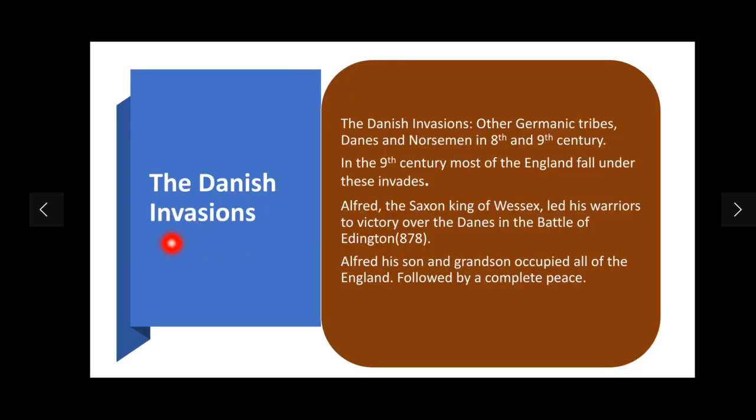The Danish invasions. There would be some more invasions from Germanic tribes, and now these invaders belonged to Denmark and Norway. So the people of Danes belong to Denmark and the people of Norsemen belong to Norway. In the 8th and 9th century, these Germanic tribes attacked Britain, and in the 9th century, most of England fell under these invaders.